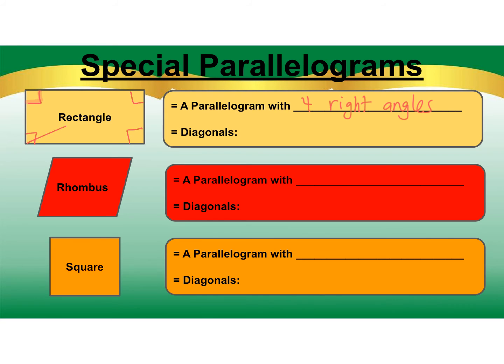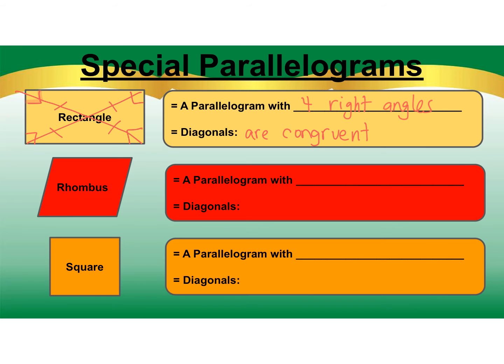When I draw the diagonals of a rectangle, yes, from a parallelogram, they're going to bisect each other. But now I've taken that slanted, tilted parallelogram and I've straightened it out. So what happens is the diagonals are going to be congruent. So they already bisected each other and now they're congruent. So that means all 4 of those pieces are going to be the same.